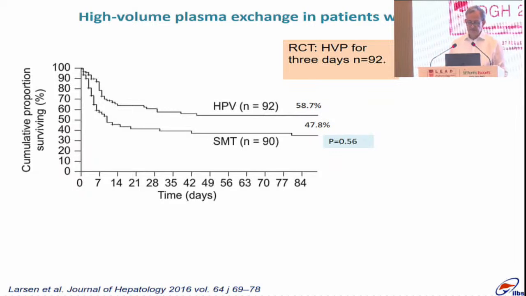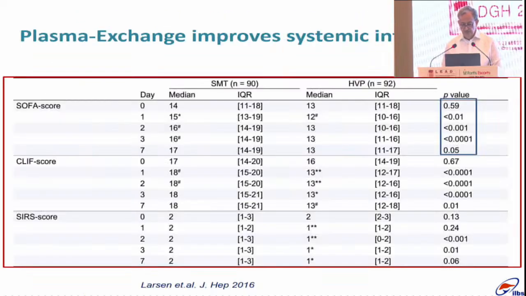Now this study, which is the basis of giving it a 1A category to get into guidelines, was done by Larsen over 15 years or so. This is a high volume plasma exchange, 2 volumes, versus 1.5 to 2 standard therapy. Survival by the end of 3 months is 58% or 47%. This was not significant. It became significant only when those who got transplanted were excluded, which is not the best way. So in general, high volume did not improve the survival. What it definitely did was improve the inflammatory markers.